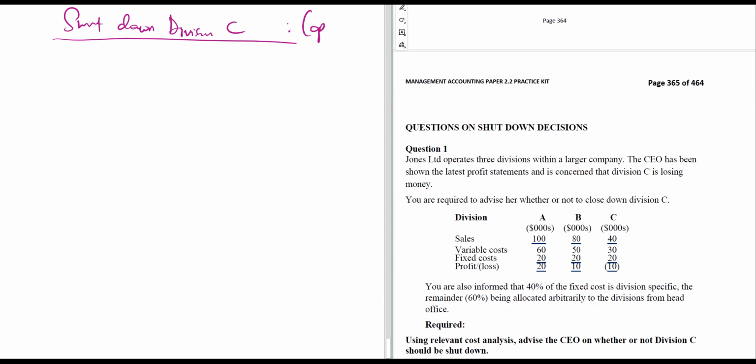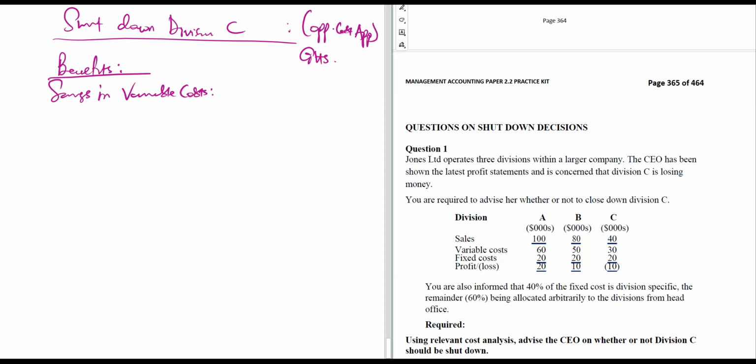So I can decide to use the opportunity cost approach, which we learned. And we say, if we decide to shut down Division C, what are the benefits we are going to get, using the opportunity cost approach? If we shut down that division, that means its costs are going to be saved, right? True or false? Do you all agree? If we shut down that division, the costs in that division are going to be saved. True or false? Yes.